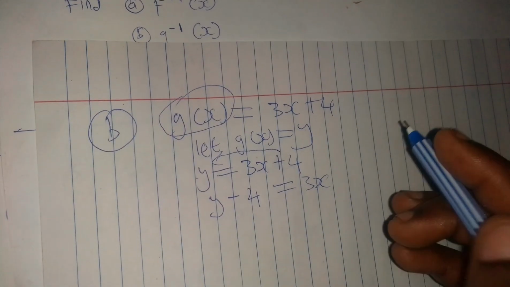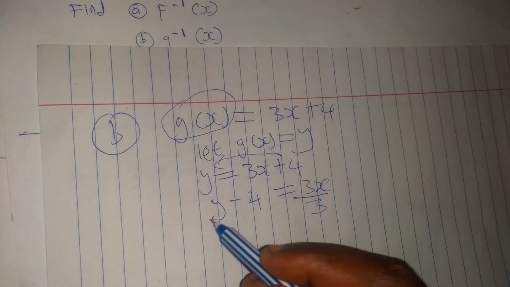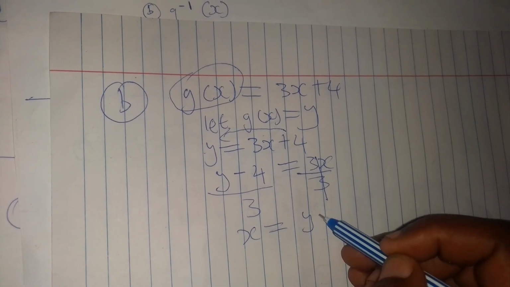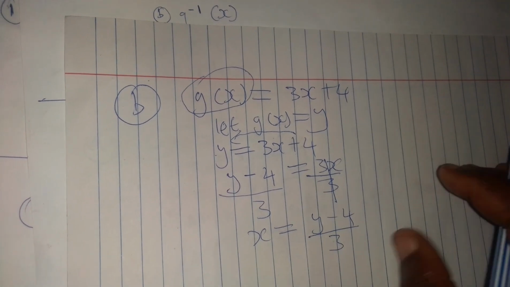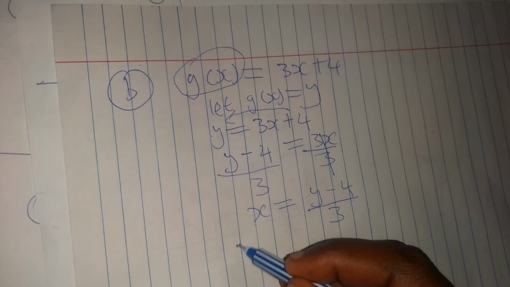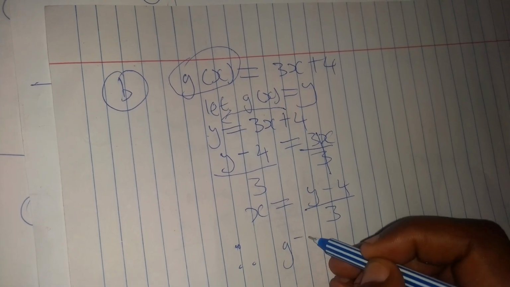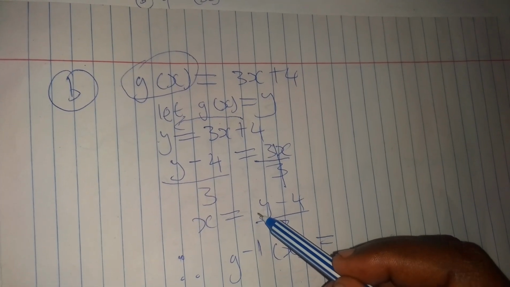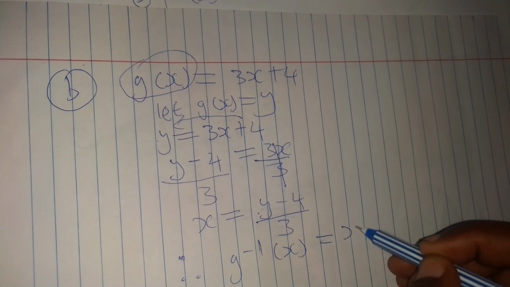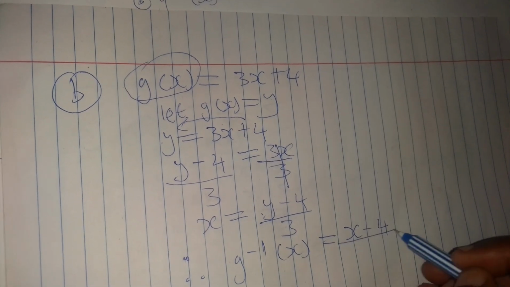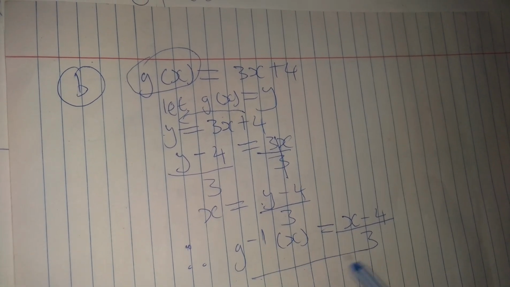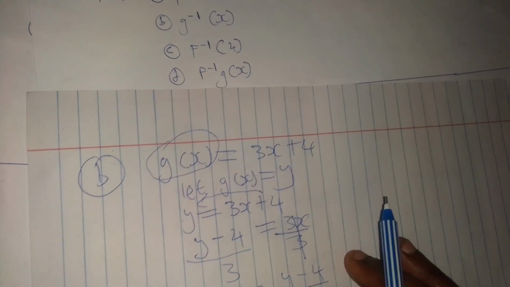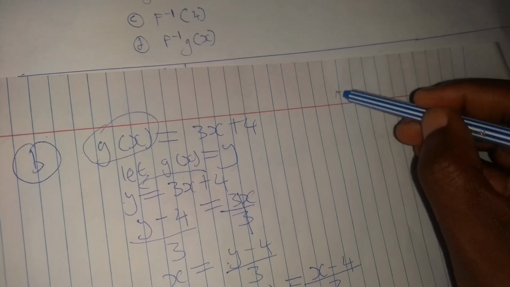Okay, we want x to be the subject. So we say over 3, then over 3. You cancel. You have x equals y minus 4 over 3. Are we done? No. Then you say, therefore, g inverse of x is equal to, where there is y, replace with x. So you have x minus 4 over 3, which is your answer for the inverse. Okay, then the question continues.